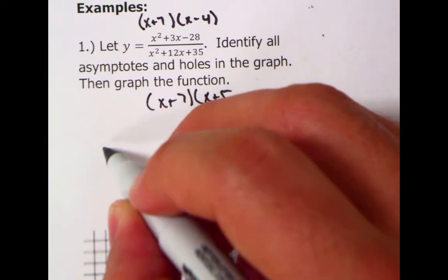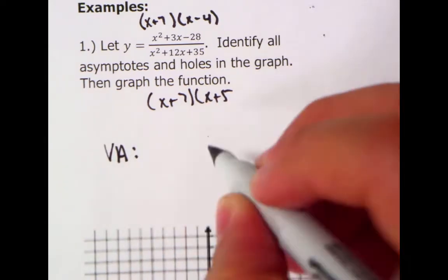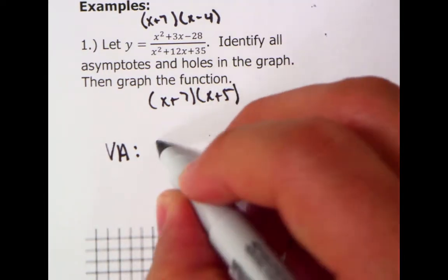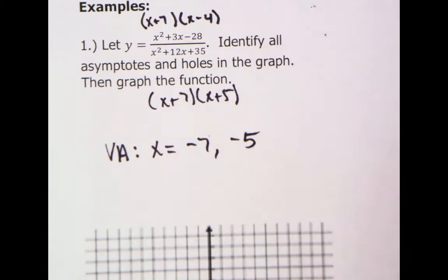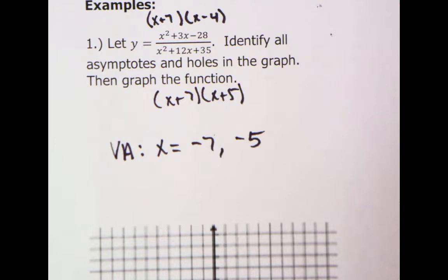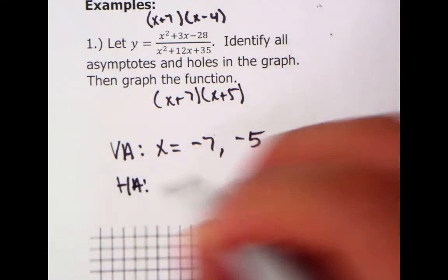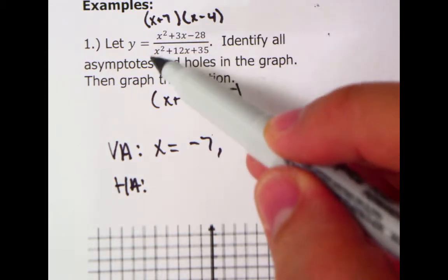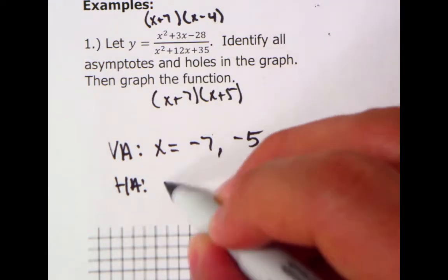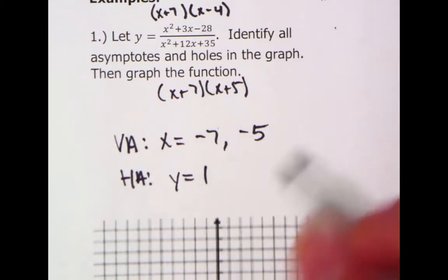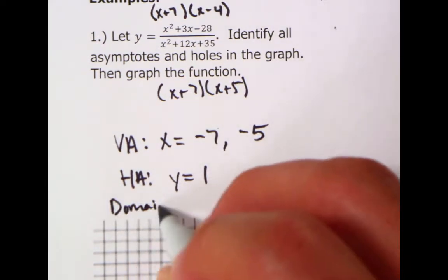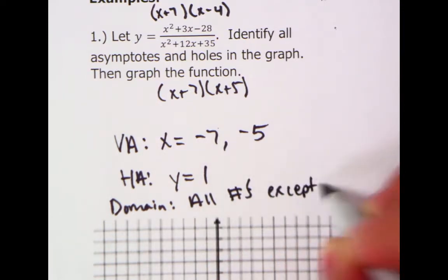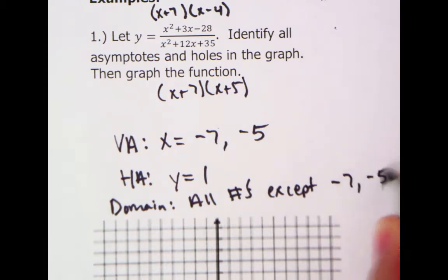So we start off with our vertical asymptotes. Our vertical asymptotes are what makes our denominator 0, and that is, if I set these equal to 0, x equals -7 and -5. Both of those values would make the denominator 0. Horizontal asymptote is the degree of the top and the bottom. Now these are the same, so we look at the coefficients, which is 1 over 1, or 1, y equals 1. Let's throw in the domain, because we haven't talked about that in a little while. Domain is always all numbers except your vertical asymptote, so except -7 and -5.